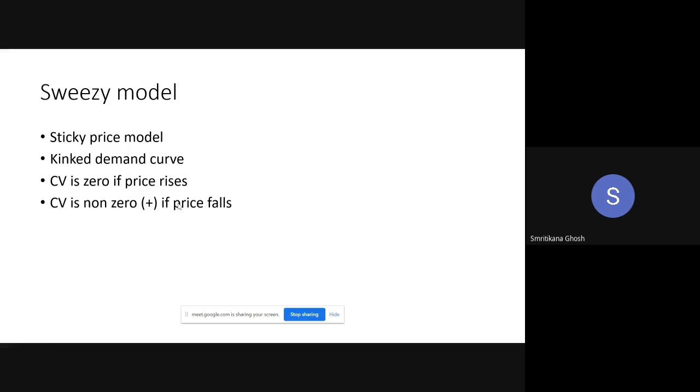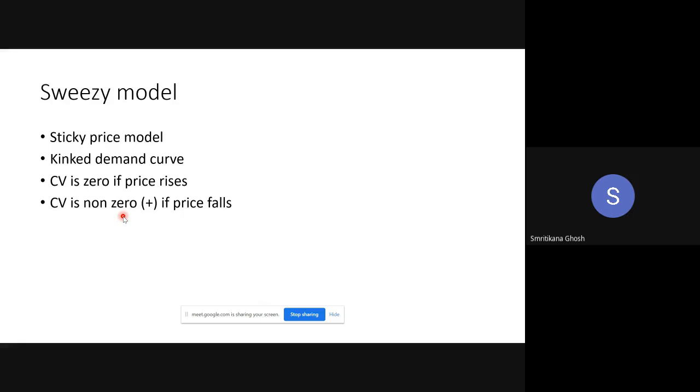So there is a responsiveness, right? So conjectural variation is non-zero if price is falling. Look at the last bullet. Conjectural variation is non-zero if price is falling. Up to this point, is it okay? And how is it non-zero? In which direction? It is positive.